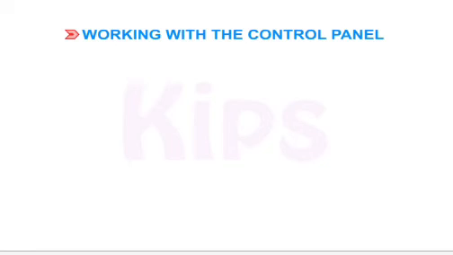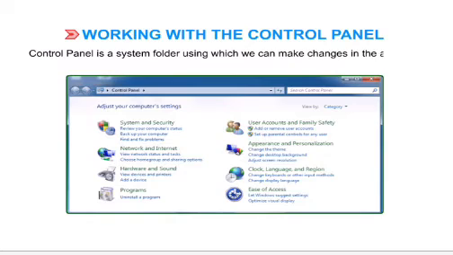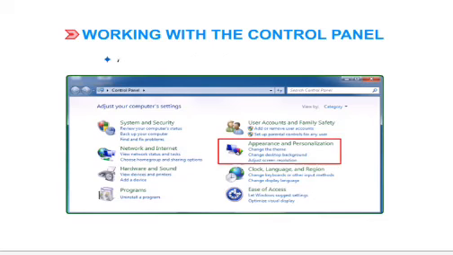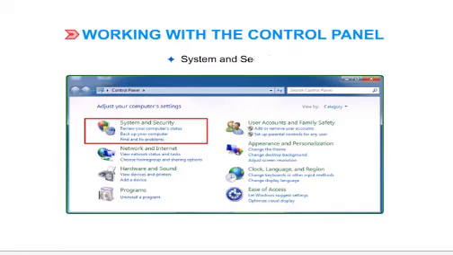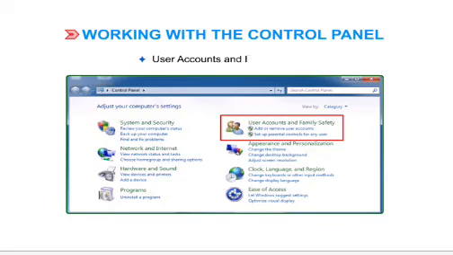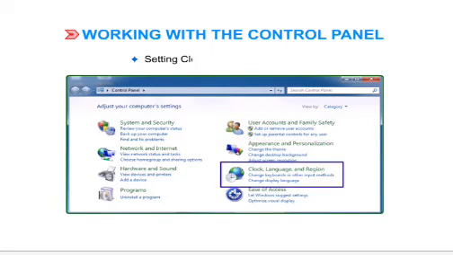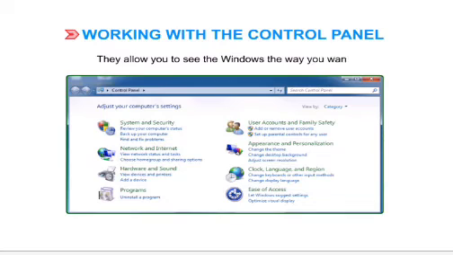Alright, now let us learn how to work with the Control Panel. Control Panel is a system folder using which we can make changes in the appearance and current settings of Windows. These include appearance and personalization of the desktop, hardware and software setup and configuration, system and security, networking and internet, user accounts and family safety, setting clock, language and region. These settings control nearly everything about how Windows looks and works. They allow you to see Windows the way you want.